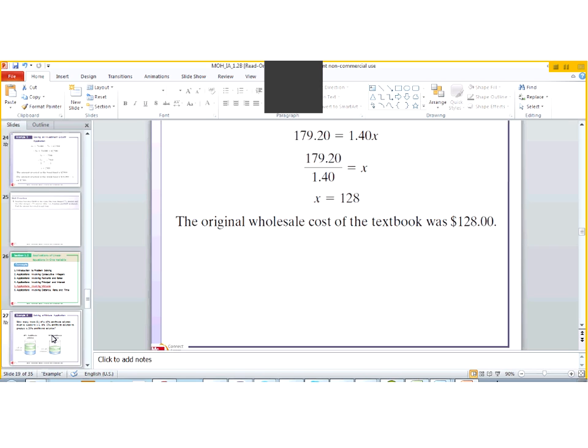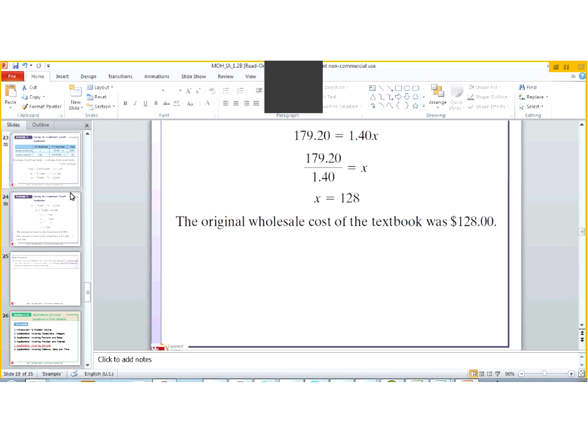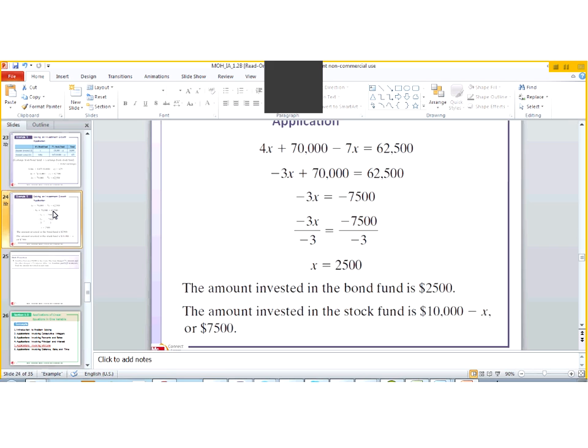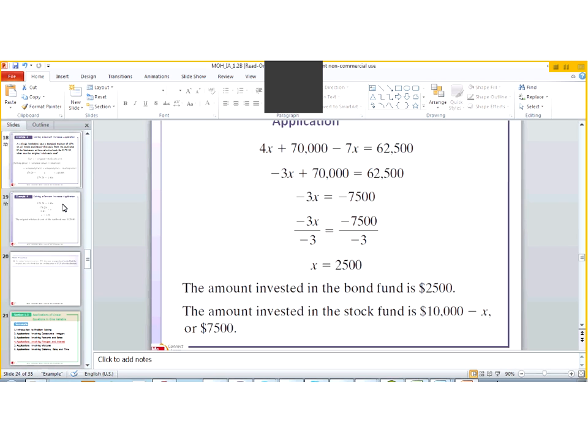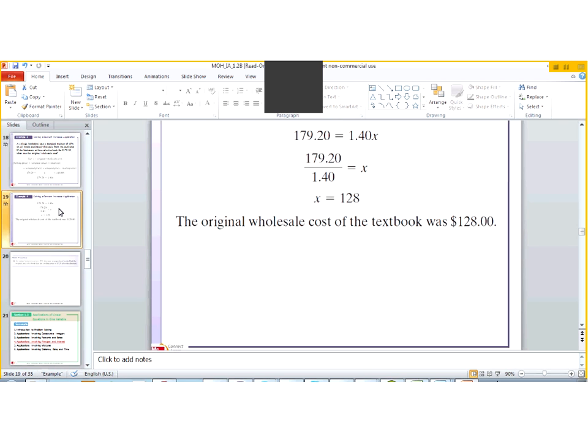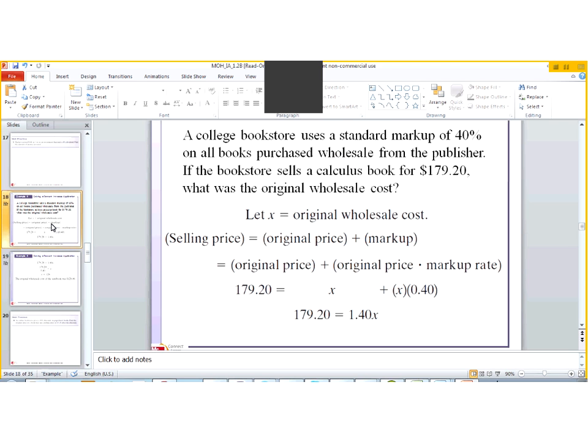Okay, the question is 0.4 is equal to 1.4x. Is that what you're asking? Then we'll go back to the same page. Is this the problem you're referring to?